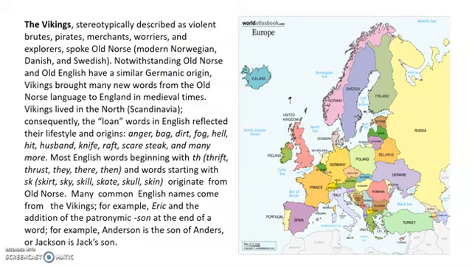The Vikings, stereotypically described as violent brutes, pirates, merchants, warriors, and explorers, spoke Old Norse. It's modern Norwegian, right here, Danish, right here, and Swedish. And by the way, the Vikings never had hats with horns like at Disney, you see.